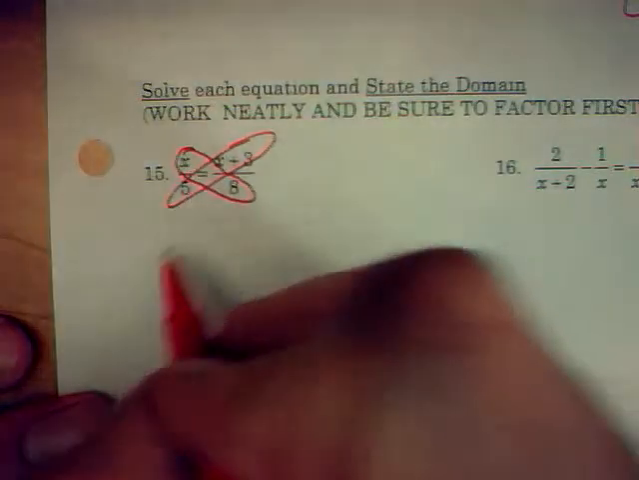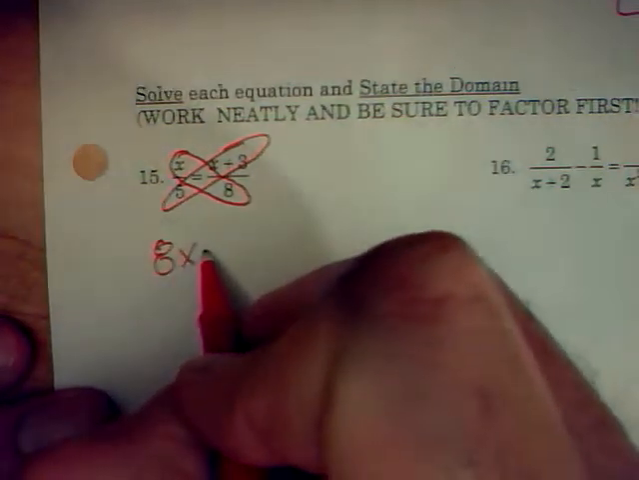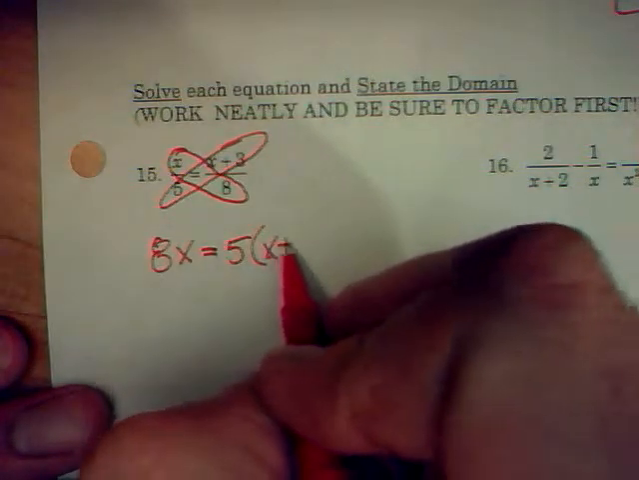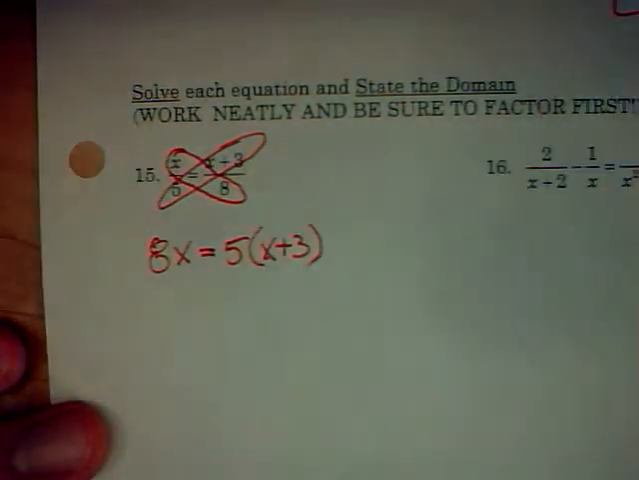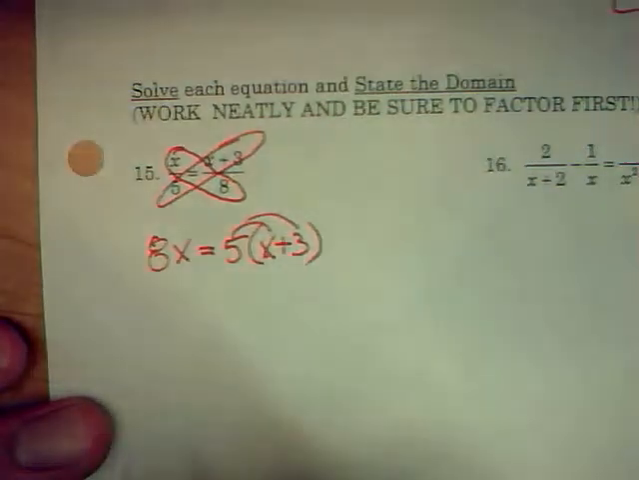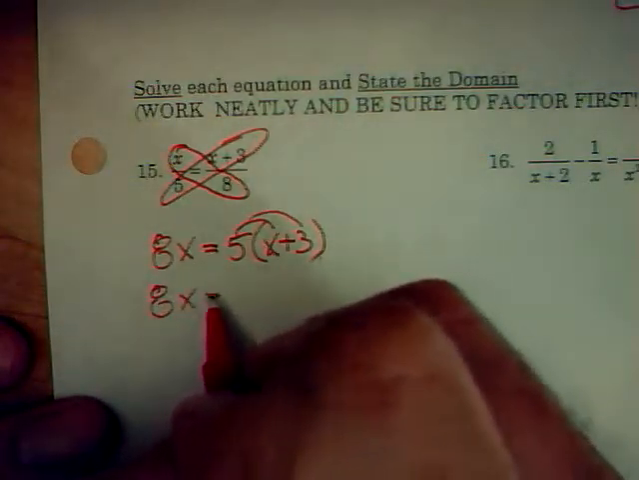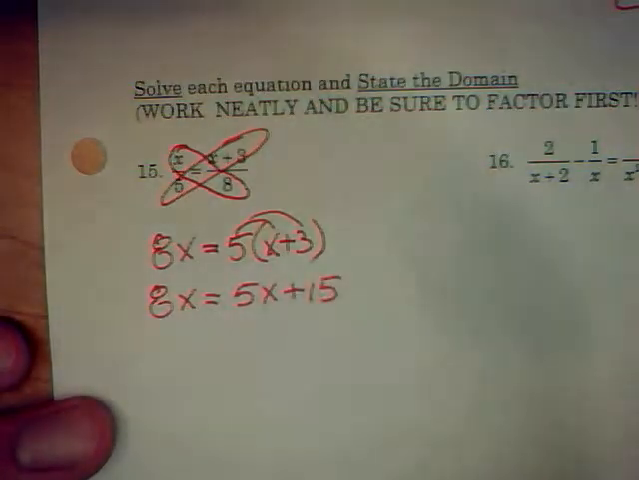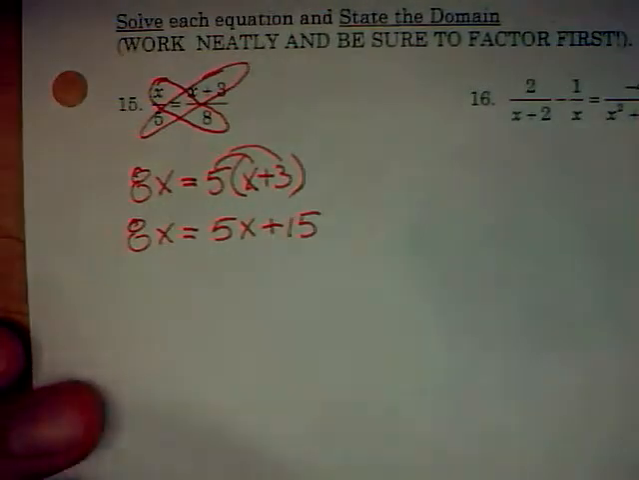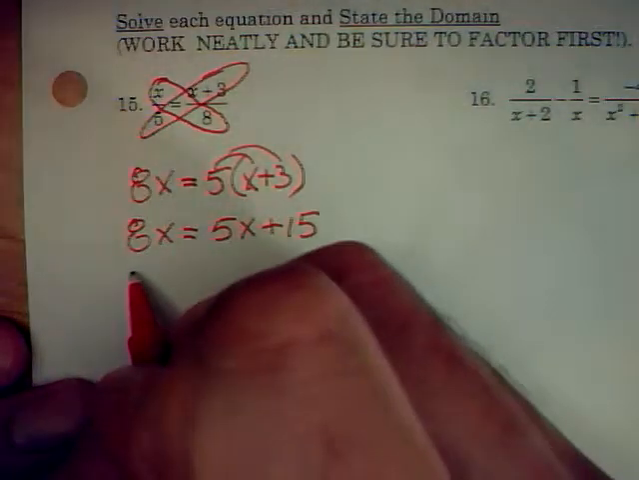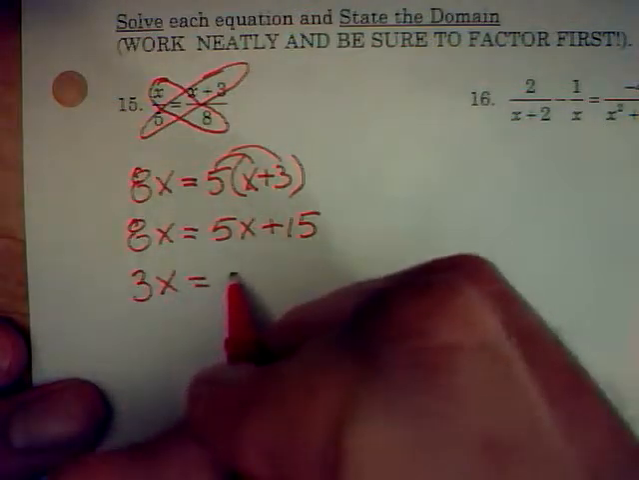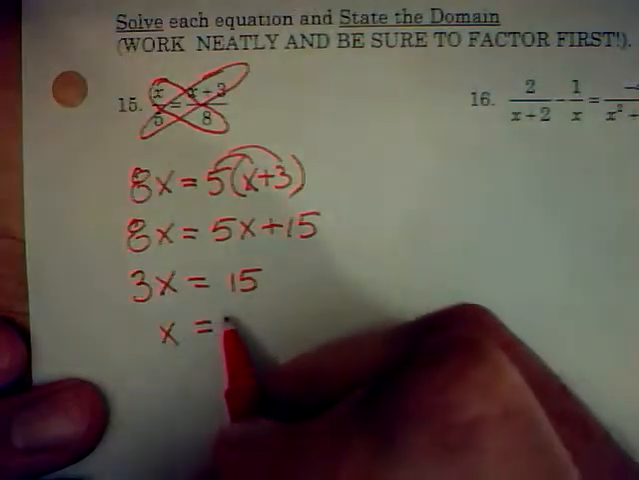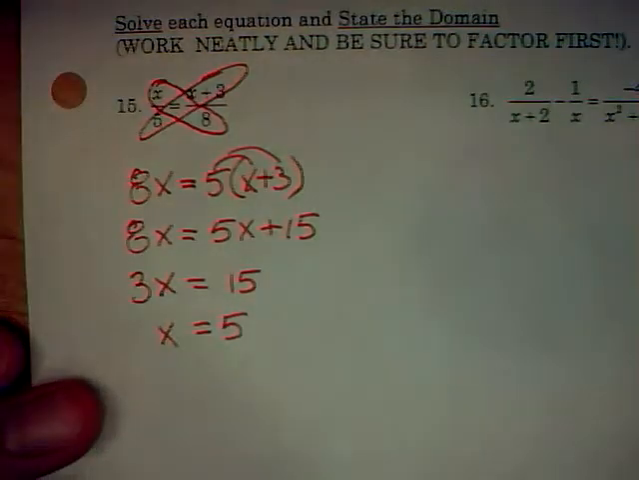We get x times 8, which is 8x equals, and we've got 5 times x plus 3. We can go ahead and distribute our 5 to both terms, so you get 8x equals 5x plus 15. Now we've got a simple algebra 1 problem. Subtract the 5x, which gets you 3x equals 15, or x equals, dividing by 3, you get 5.